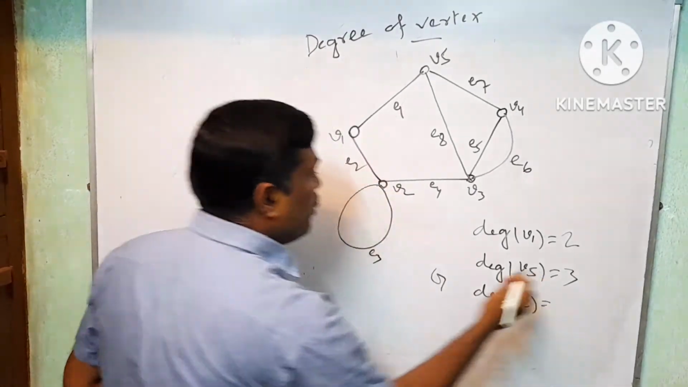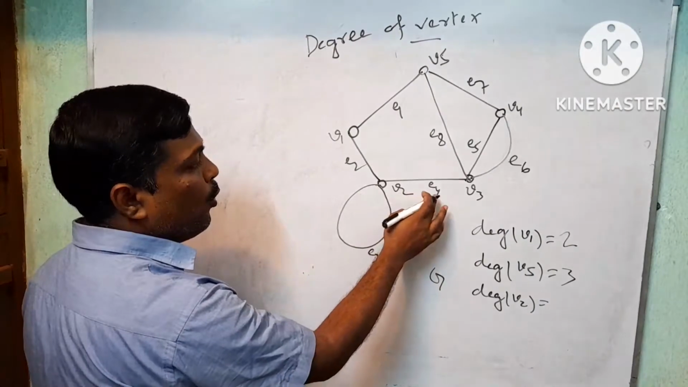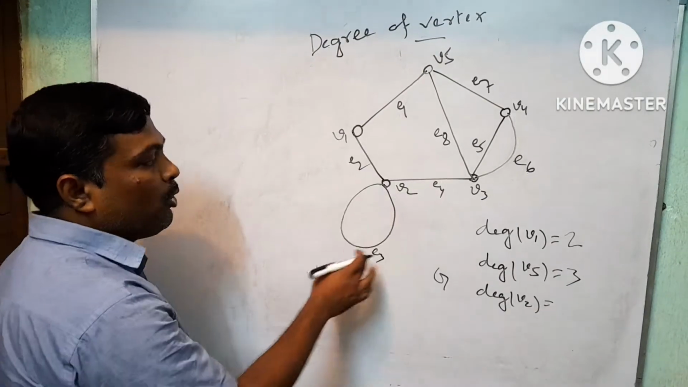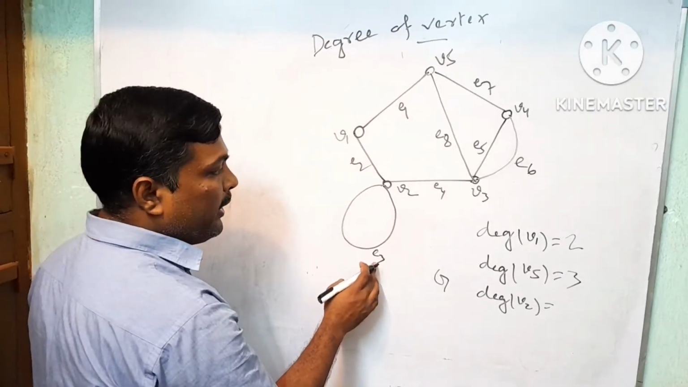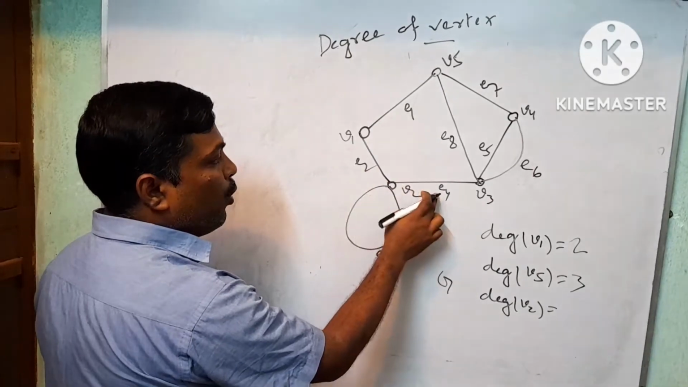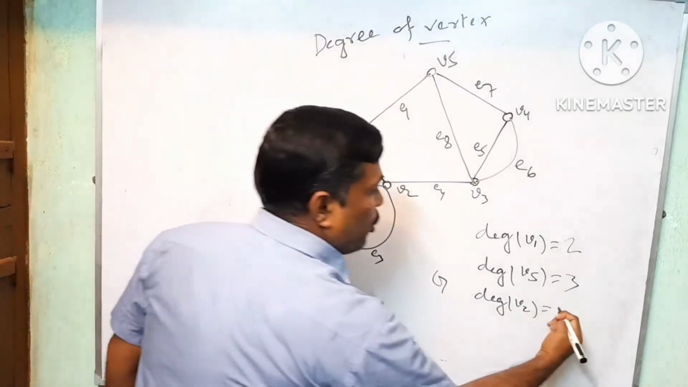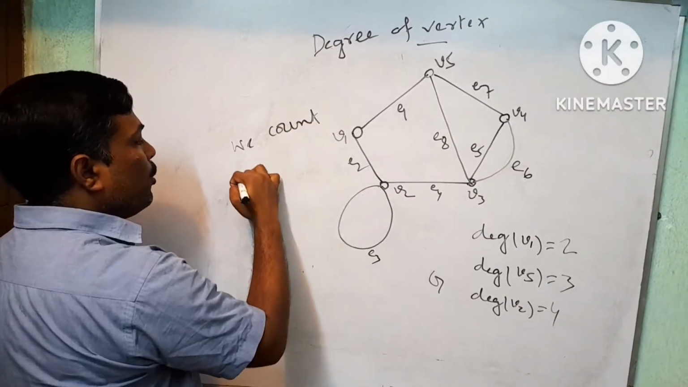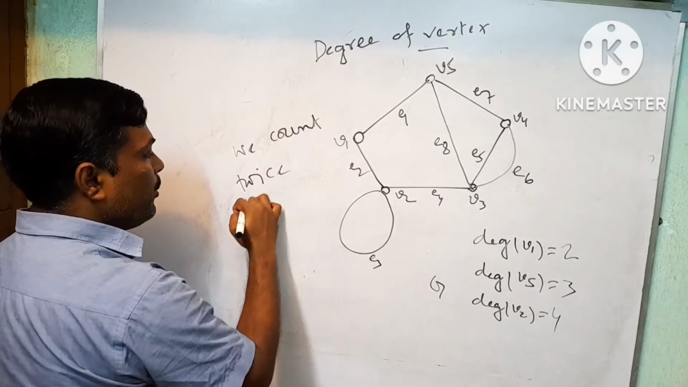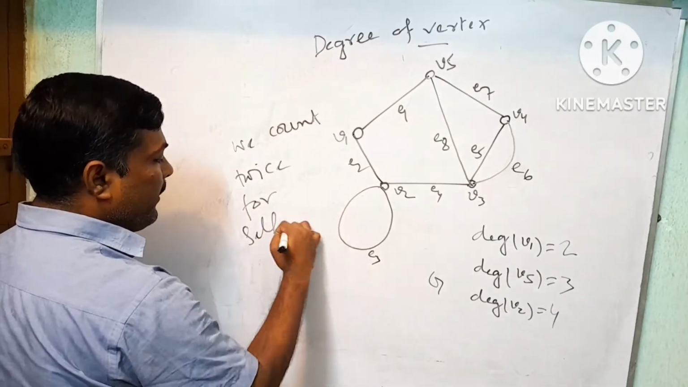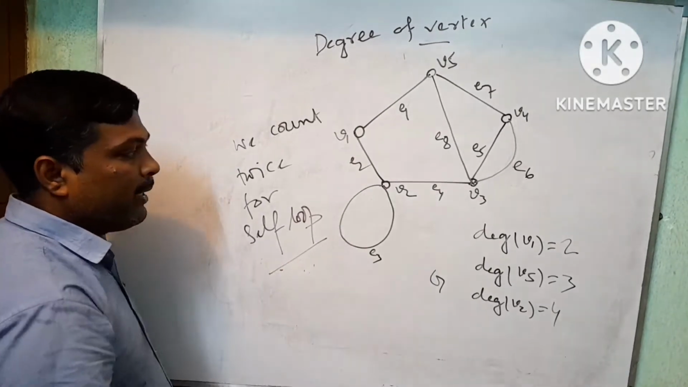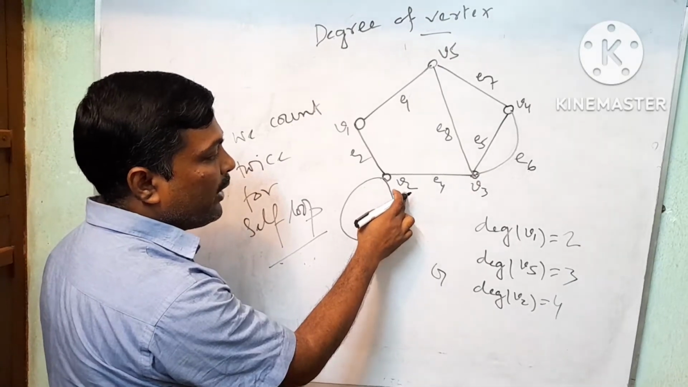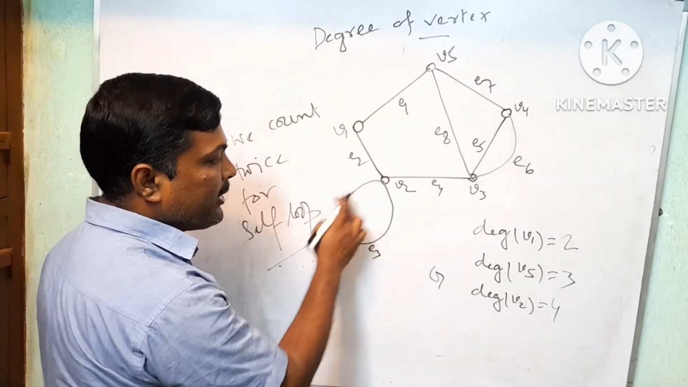The degree of this vertex V2 is the number of edges incident to V2: 1, 2, and for a self loop, when calculating the degree of a vertex, we count it twice. So for the self loop take 2. So 1 plus 1 plus 2, it is 4. So for finding the degree of a vertex, for a self loop we count twice.